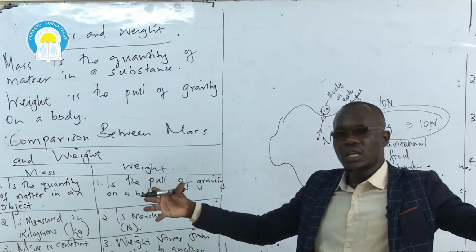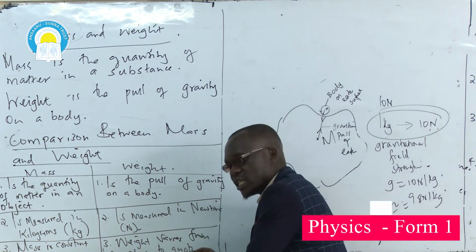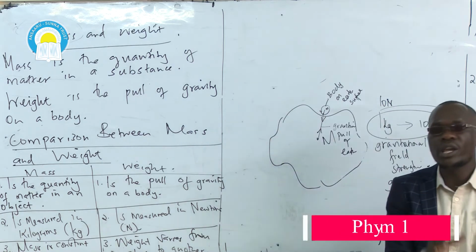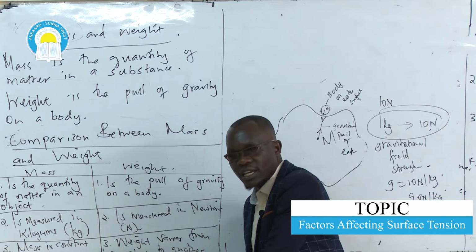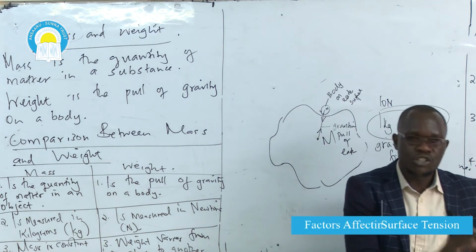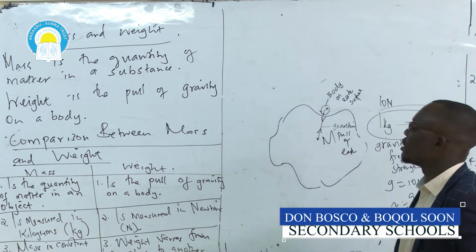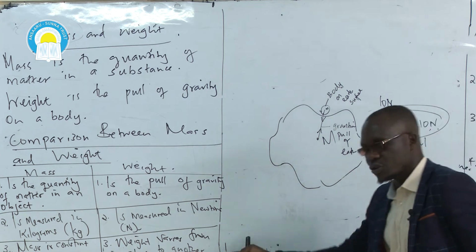The bigger the heavenly body, the bigger the pull of gravity on it. So you find that an object's weight on Earth will be different from the object's weight on Moon. An object's weight on Mars is different from an object's weight on Jupiter or any other heavenly body, because these heavenly bodies have different pulls of gravity. They have different gravitational force.